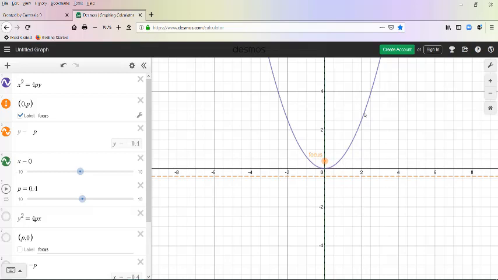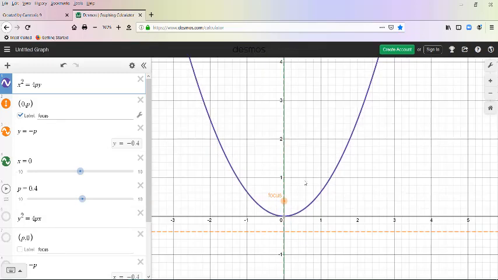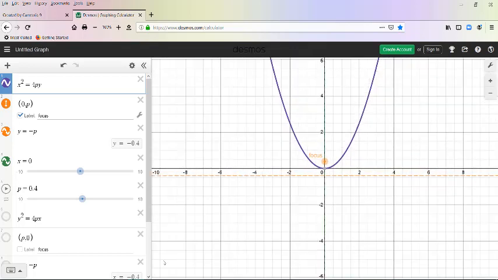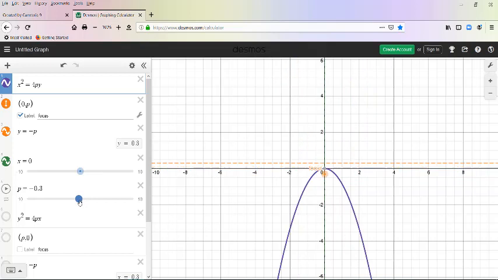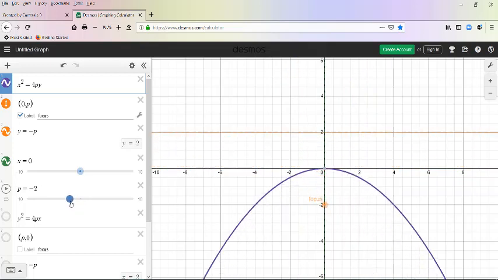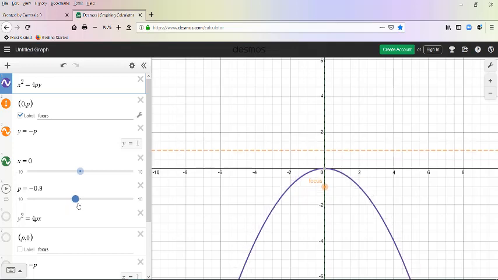More generally, if you take any point along the parabola, any point, and you draw a line from this point to the focus and this point to the directrix, those two distances will be the same. So that's what defines the points of a parabola. If P is negative, notice what happens. The parabola is now opening downward, but the relationship between the focus and the directrix stays the same.